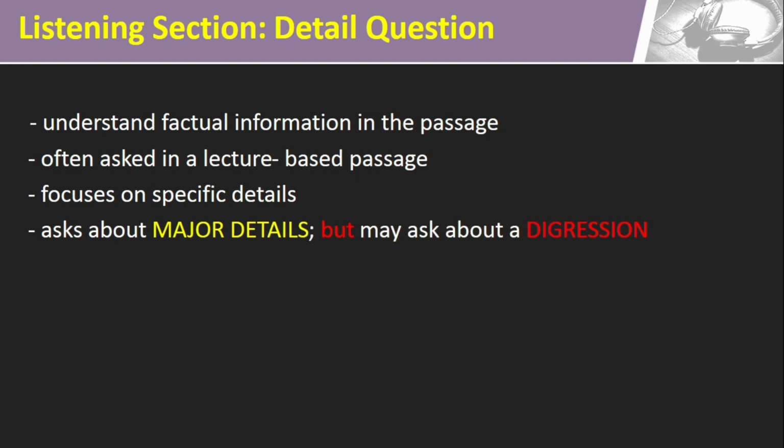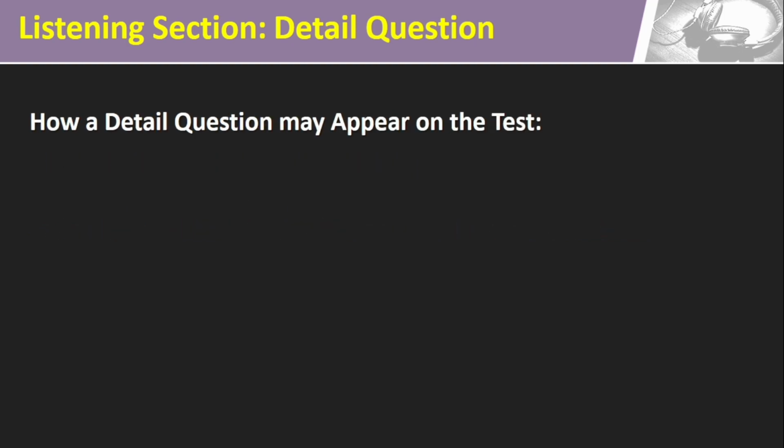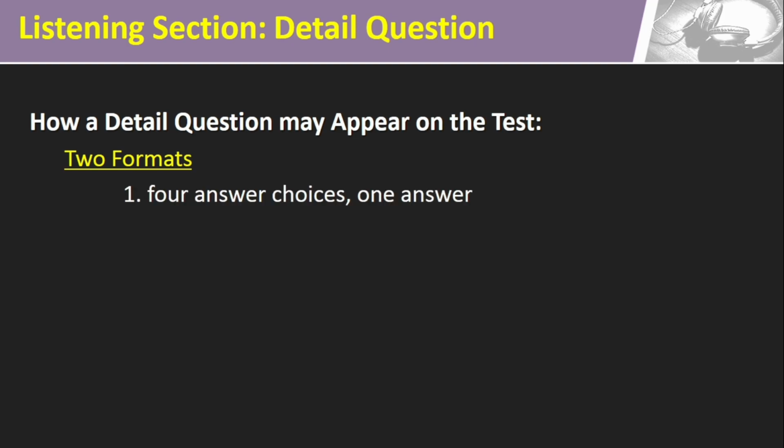But when there is a long digression or temporary departure from the topic, a detail question may be asked about it. There are two possible formats for a detail question. Let us look into them. The first is the conventional one, where there are 4 answer choices, and you just have to select one answer.